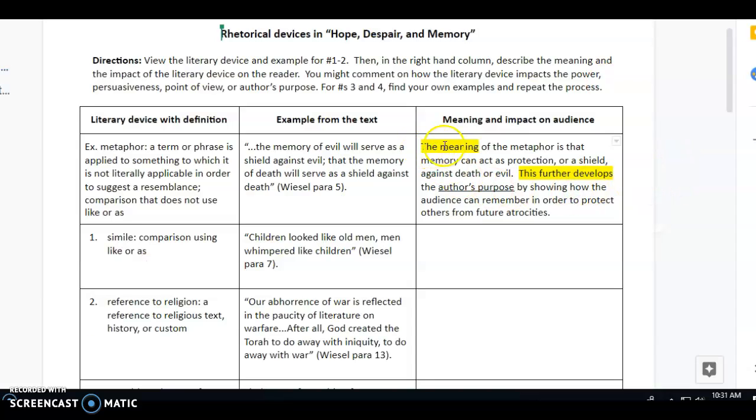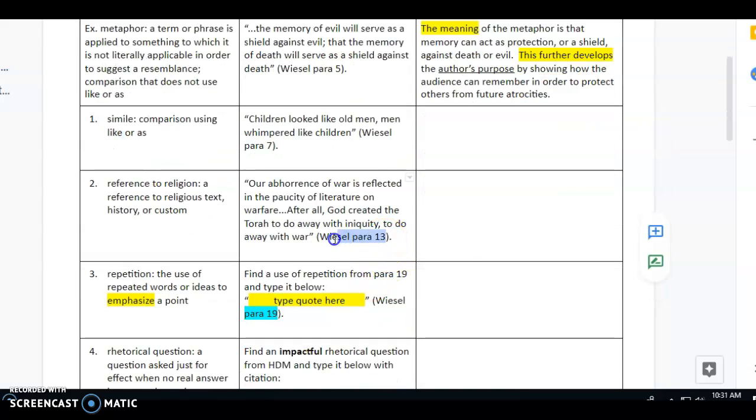Use my stems if you need to. If you struggle, you can just come down here and write the meaning is, if I could type, and then type the meaning, and then for your second quote, this develops, and then show how it impacts the reader, or this impacts the reader by, okay? So you're doing the simile and metaphor. I gave you the citations.